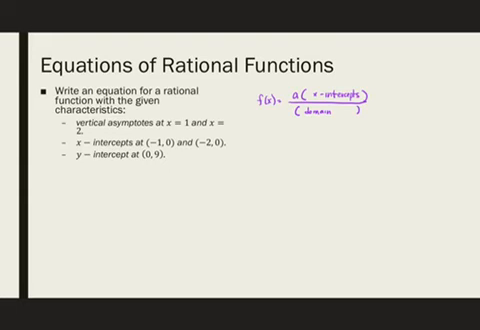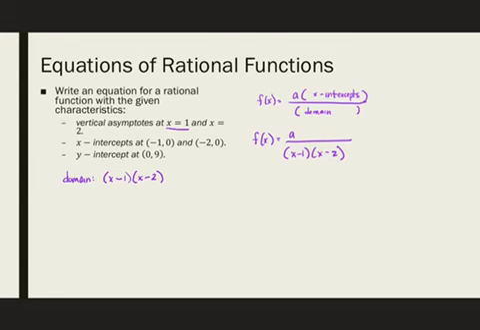So the bottom, according to the asymptotes, I have an asymptote at x equals 1 and x equals 2. So that means x minus 1 and x minus 2 are part of that polynomial. Now you don't have to multiply this out. The nice thing about this section is you can just leave everything in factored form. So I have a times, I'm going to have a polynomial up here. Down here I have x minus 1 and x minus 2.